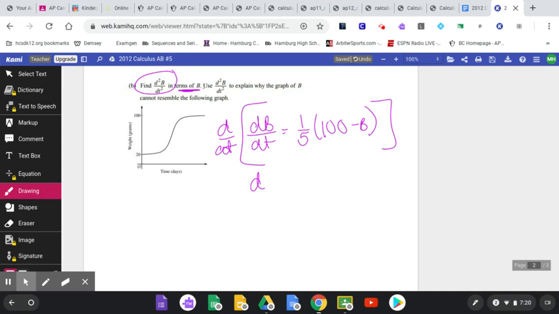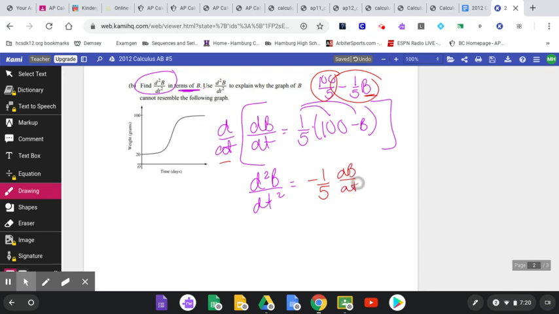So when I derive this side, I get d squared B over dt squared. Now, you can derive this however you want. You can think of it as a product rule. You can think of it as a coefficient. What I like to do is take that 1/5 and just distribute it for myself. So I have 100 over 5 minus 1/5 B. And the reason I do that is it's just easier for me to see. The 100 over 5, its derivative is 0. And the negative 1/5 B becomes negative 1/5. But the derivative of B with respect to time is, of course, dB/dt.